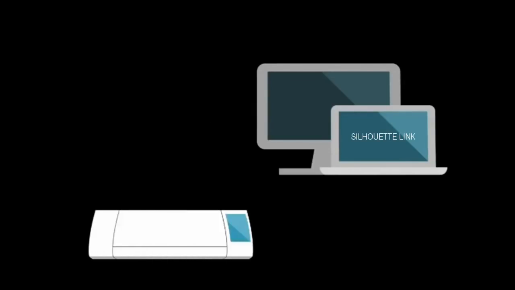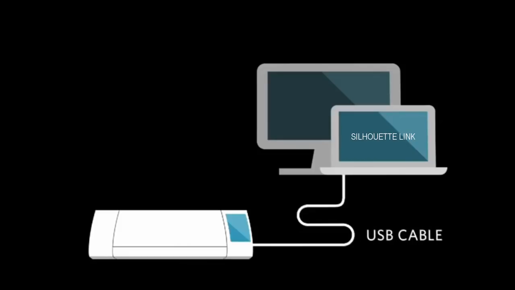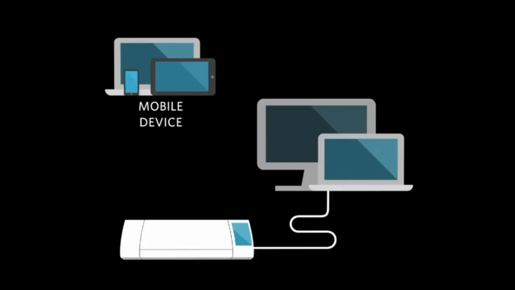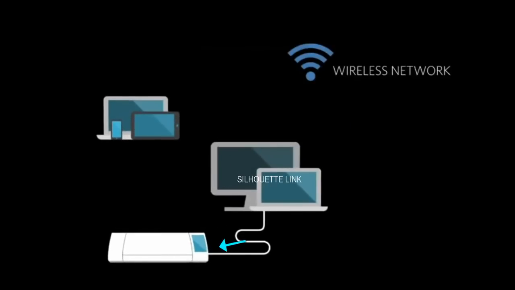Silhouette Link is a program that's installed on a host computer which allows you to send a cut job from any mobile device to your Silhouette machine remotely, even if that cutter doesn't have Bluetooth. Hook up your Silhouette machine with a USB cable to a host computer running Silhouette Link in order to receive a cut job from the device you're designing on.